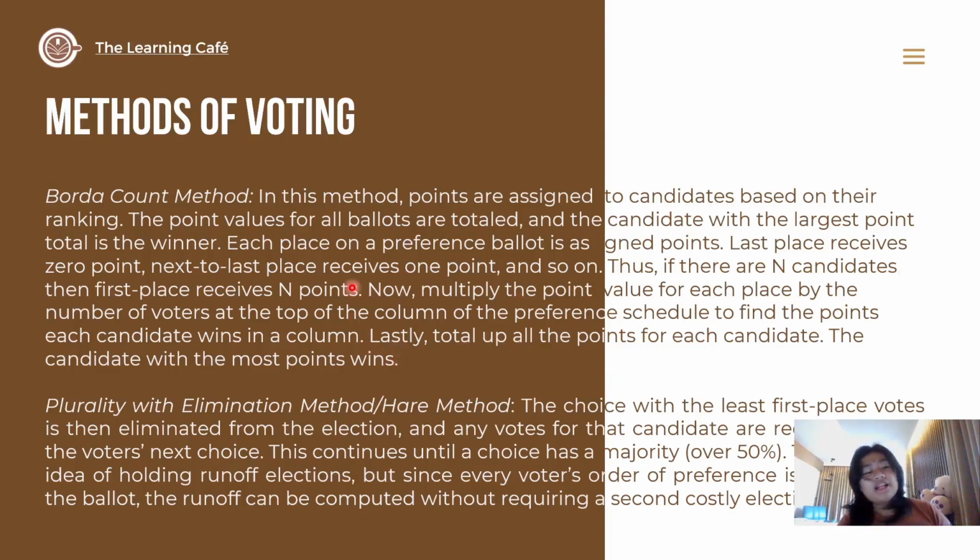Lastly, relative elimination method or Hare method. The choice with the least first place votes is eliminated from the election, and any votes for that candidate are distributed to voters' next choice. This continues until a choice has a majority of over 50%. This is like the idea of holding runoff elections, but since every voter's order of preference is recorded on the ballot, the runoff can be computed without requiring a second costly election.